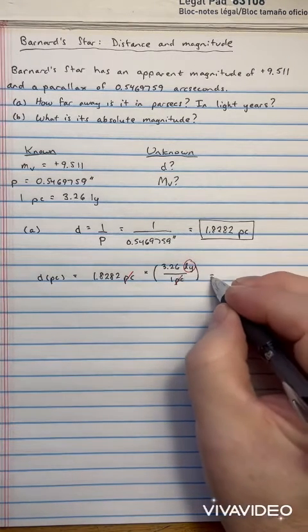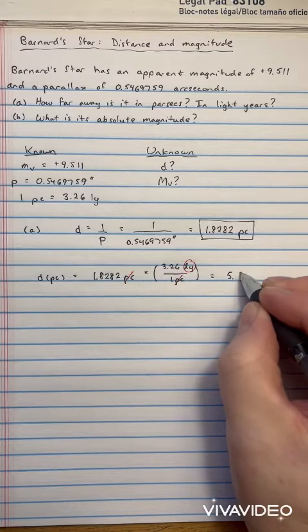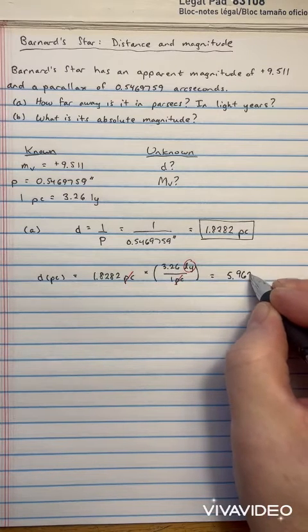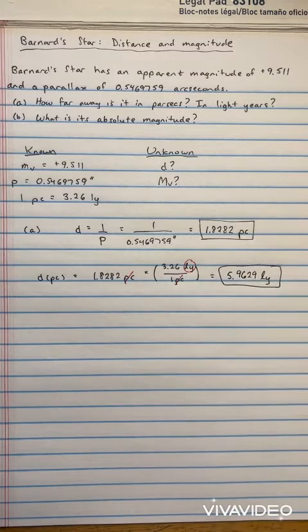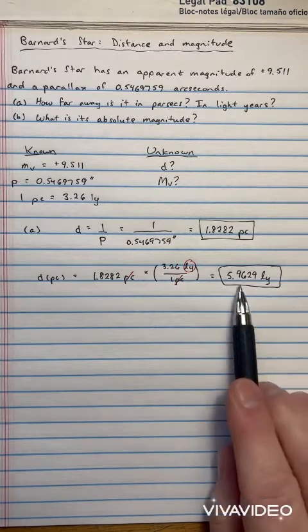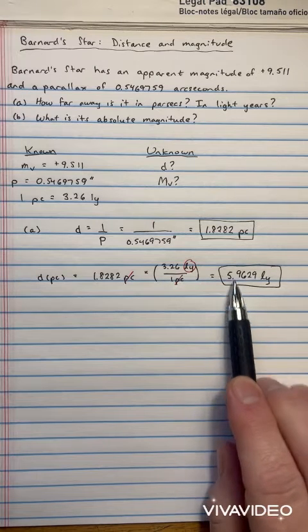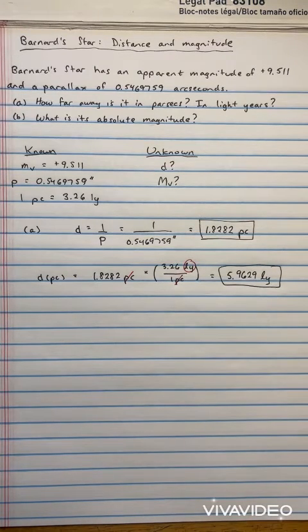So I did that on purpose. And when I do this, and again I'll round off a little bit, 5.9629 light years. So that's the distance in light years. In other words, almost 6 light years away, and a little bit less than 2 parsecs away. And that is the distance to Barnard star.